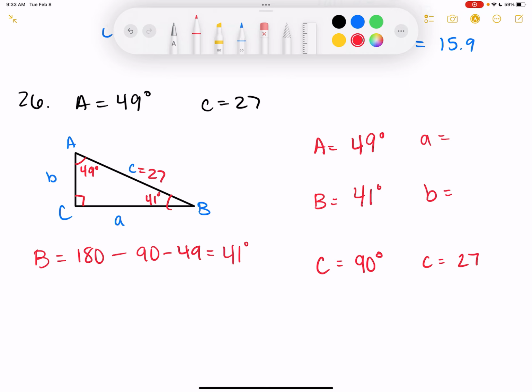All right, so I know the hypotenuse, so I can use basically anything but tangent. So what option do we want to use? Cosine of 41. Okay, cosine of 41 equals adjacent A over hypotenuse 27. So A is equal to 27 times the cosine of 41.